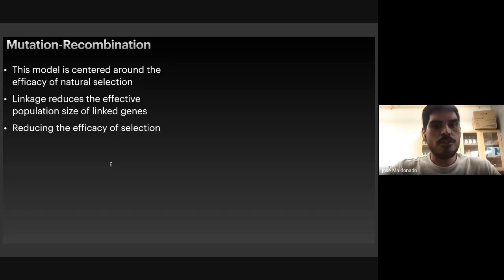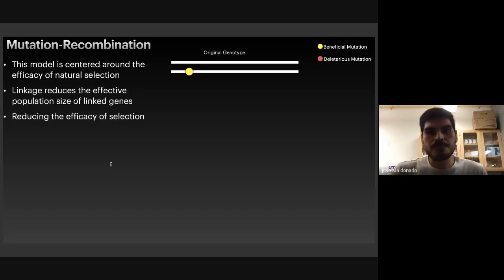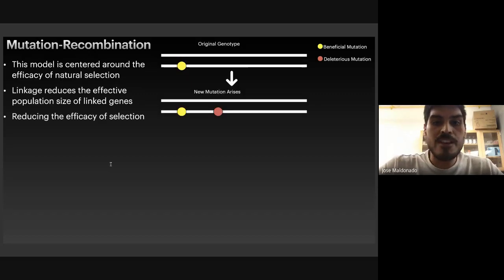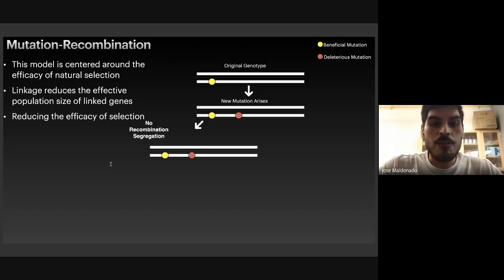And I'll use a visual to walk you through this model. So you have your original genotype. A new harmful mutation arises. Now within asexuals, the genome is completely linked, which reduces the effective population size of the linked genes, which weakens selection and allows for drift to heavily influence the genome and the trajectory of these harmful mutations, which they most likely will reach fixation.